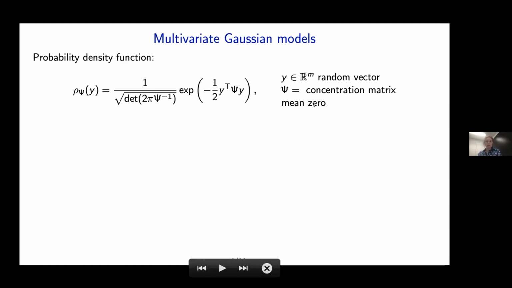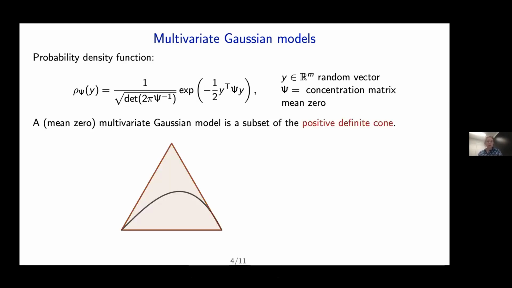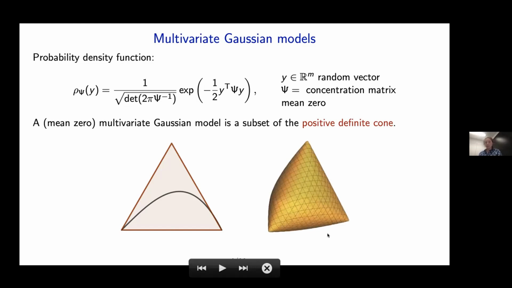And it's mean 0. So this probability density function enables us to see how our mean zero multivariate Gaussian model is just a subset of the positive definite cone. Namely, it's the subset of possible matrices psi that lie in the model. So here's a cartoon picture. Here's the positive definite cone, and this is the model inside it. The positive definite cone actually looks a bit more like this, but we'll use a triangle cartoon.